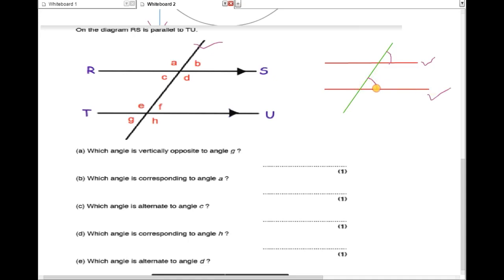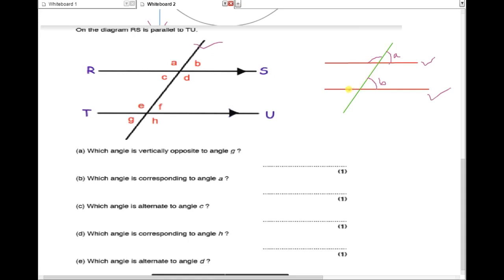In the same way, another angle which is right above this line and on the same side as well, this one is said to be corresponding to this angle. So if this is your A and this is your B, you will say that they are the same because they are corresponding to each other.